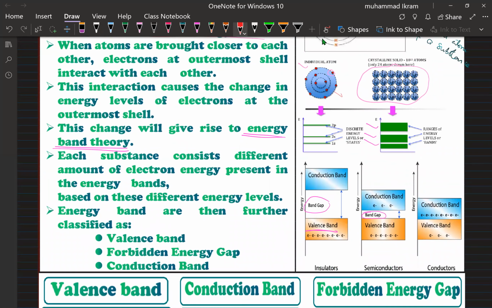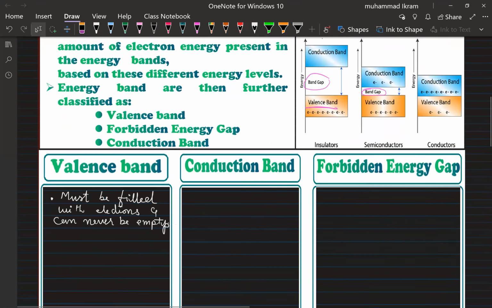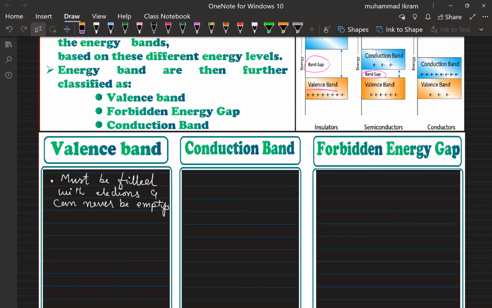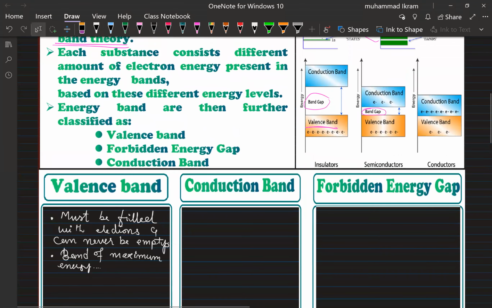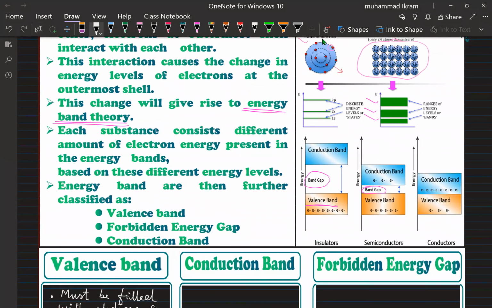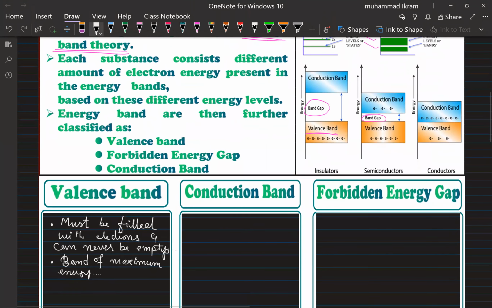Now look, as this is the valence shell, it must be filled. It can never be empty, right? There must be some electrons in the valence band. We sometimes call this the band of maximum energy. This is the band of maximum energy. In this band, the electrons have the maximum energy. So the valence band is the maximum energy band, right?